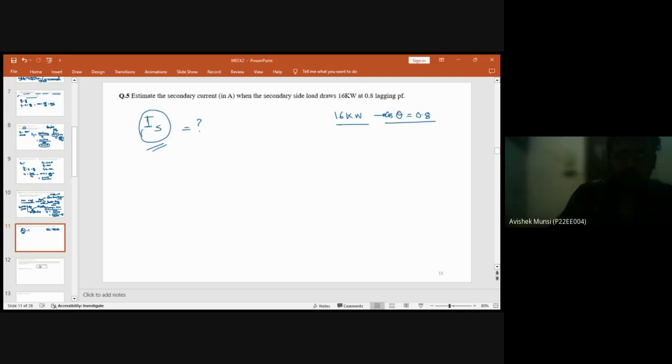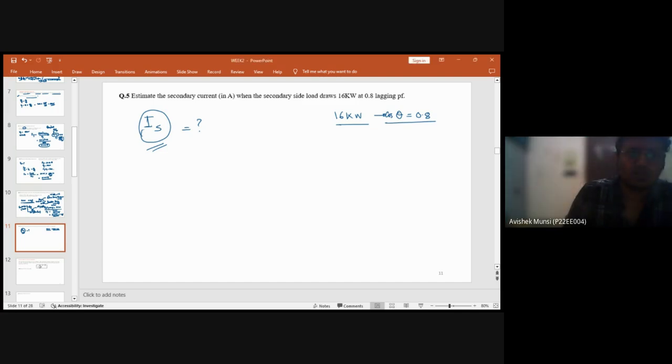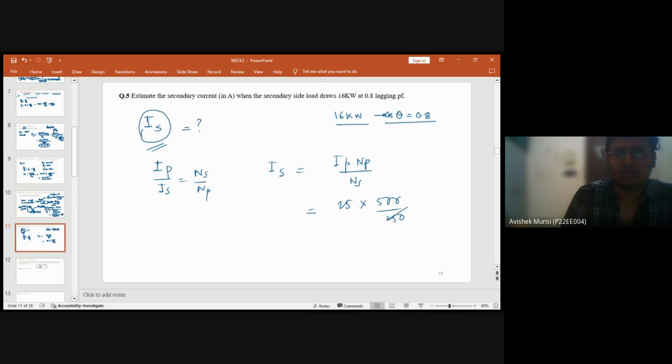Fine. So this is very easy. Some of you have already got the answer. So I tell that Ip by Is is Ns by Np. So Is should be Ip Np by Ns. You can calculate it in this way. This is the easier way. Since you already calculated 25, and 500 by 250 was our turns ratio, it is 50 ampere.